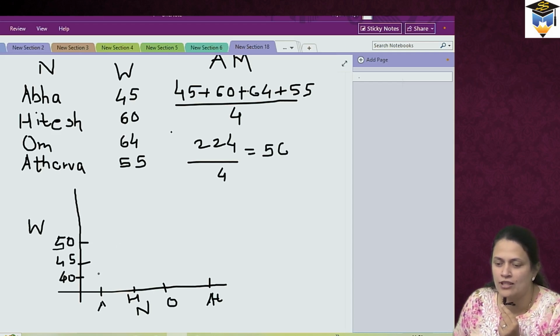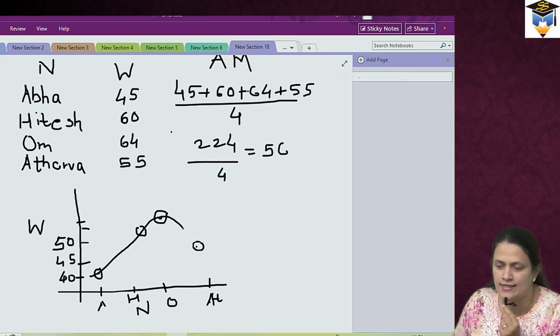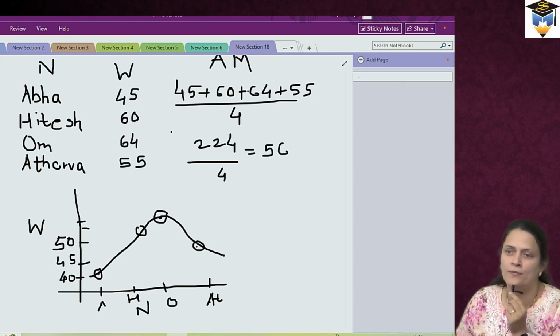So suppose if we keep on joining the points, the highest is 64, suppose. I think Om is 64. Okay, so I'm going to mark him, mark Abha, and also mark Hitesh, who is 60, and let us say Atharva is 55. So Atharva is somewhere over here. Now we are trying to join this curve, which is forming our graph.